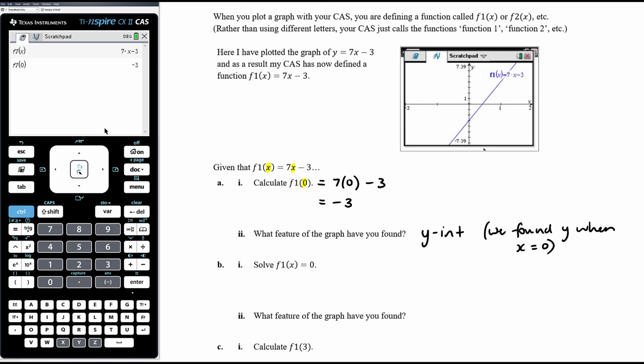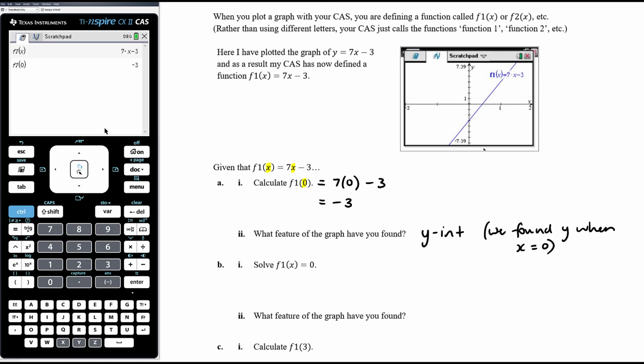Now, I know for a linear graph, finding the y-intercept is easy. We could see it there, we could tell it was negative 3. But again, let's think about these as strategies for all sorts of other graphs. If I've sketched a graph f1 of x on my graphing screen, and if I type f1 of 0 in the calculator screen, I'm letting x equal 0, and so I'm therefore working out what the y-intercept is.